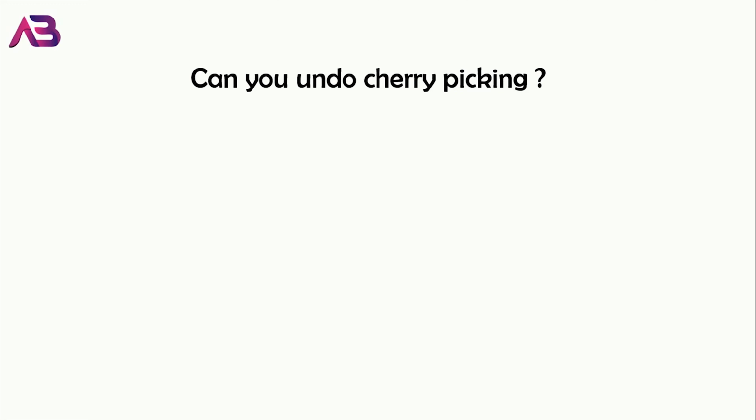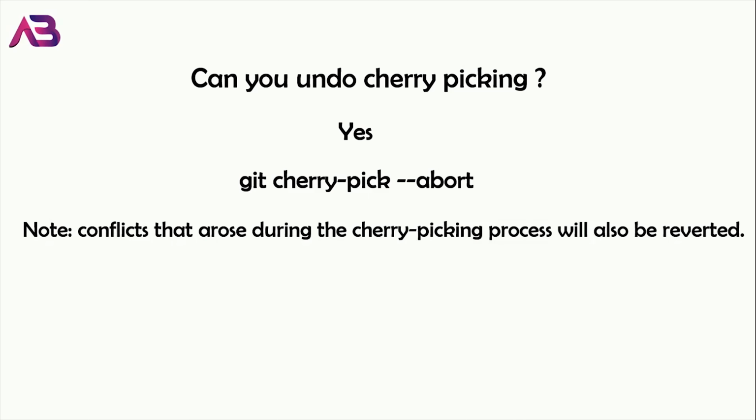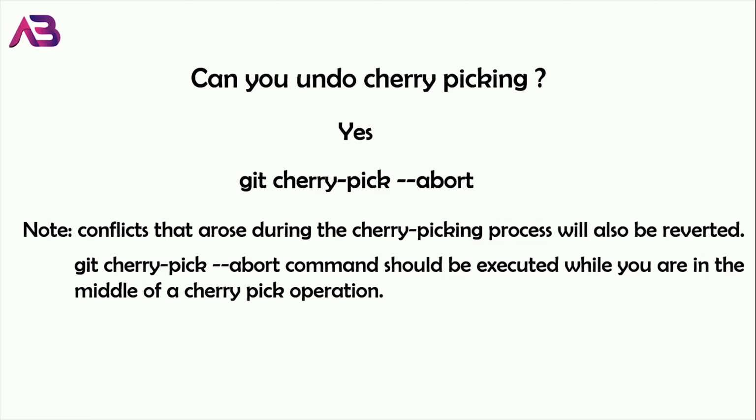Can you undo cherry picking? Yes, you can do it with the help of the cherry pick abort command. Running this command will discard the cherry pick changes and restore your repository to the state it was in before the cherry pick was initiated. Also remember, any conflicts that arose during the cherry picking process will also be reverted. And the most important thing to note while undoing this process is that the git cherry pick abort command should be executed while you are in the middle of a cherry pick operation. If you have already completed the cherry pick and created the new commit, you would need to use other git commands like git reset or git revert to undo the changes introduced by the cherry pick commit.